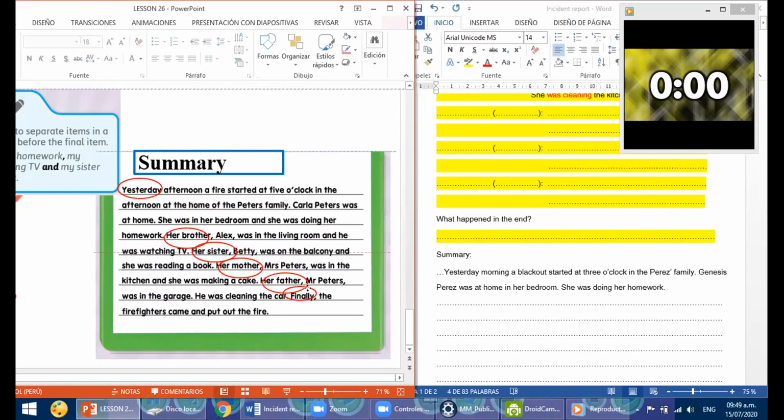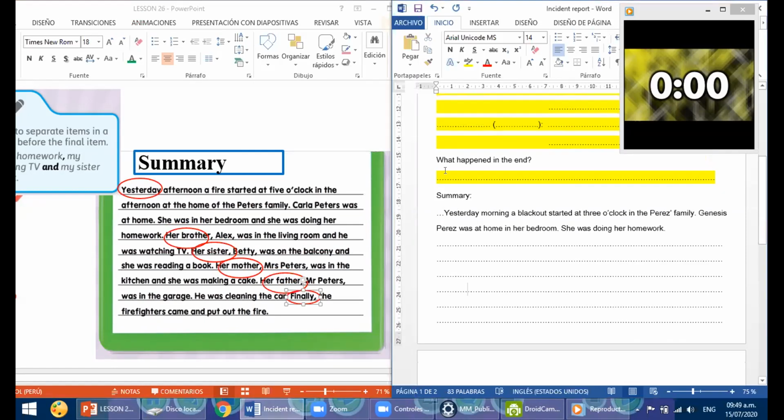And when you finish, you know, the connector finally, what happened at the end. Finally is what happened in the end. The firefighters came and put out the fire. Finally, I went to the hospital if it was a car accident or a bike accident.